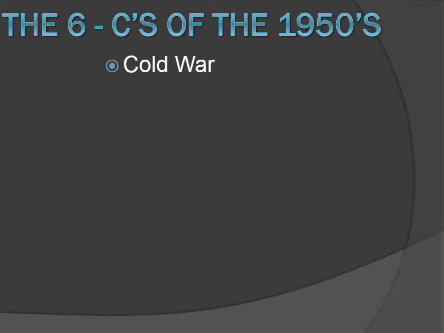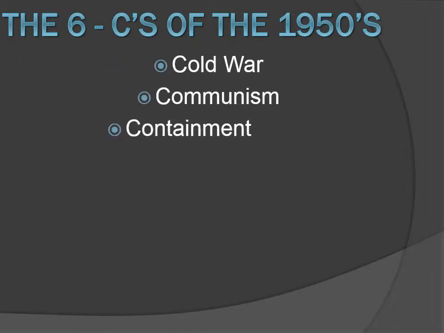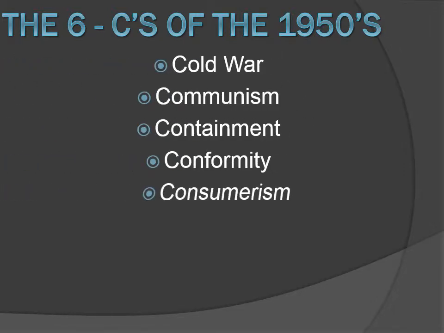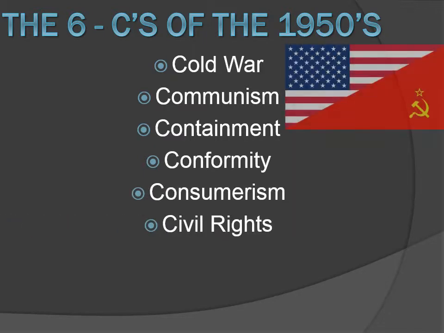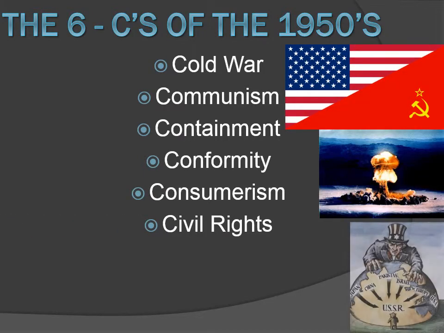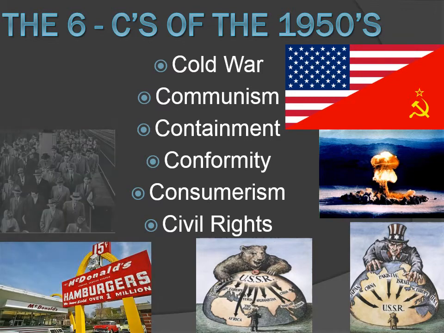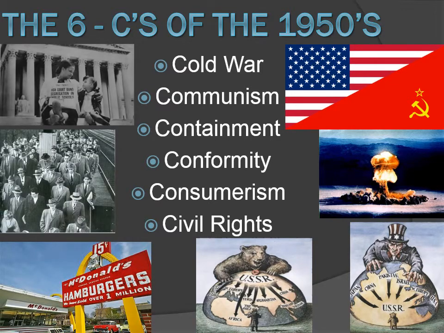You see Cold War, communism, containment, conformity, consumerism, and civil rights. These 6 C's of the 1950s kind of represent what was going on in the 1950s. You can see by the representation of the United States flag and the Soviet flag, we're going to have a Cold War, and I'm going to get into a much greater depth of what that is.